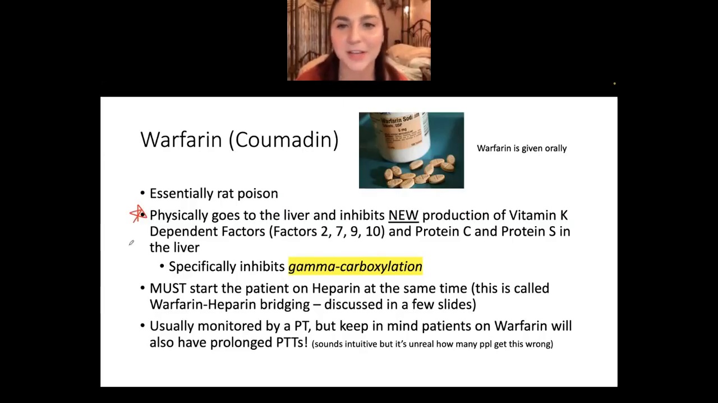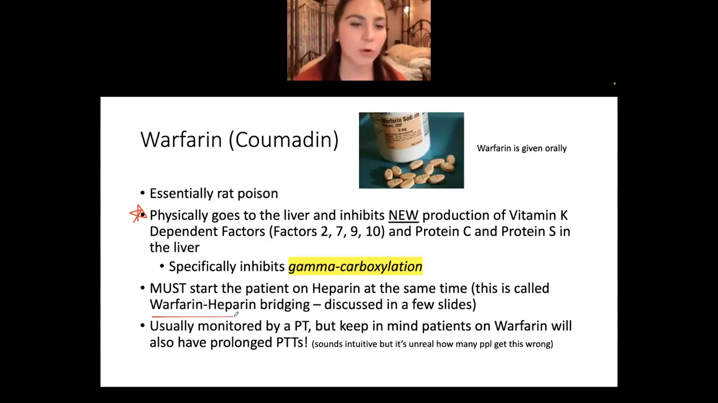But here's this one bullet point. This is a lot of the stuff they could essentially ask you about warfarin. You've got its mechanism and how it works, but I'm really emphasizing this for when we talk about warfarin heparin bridging in a few slides. When you put a patient on warfarin, and this is good clinically and good for exams, your board stuff, you need to start the patient on heparin at the same time. You have to. So you start the patient on warfarin for a short period of time, and you also give them heparin.